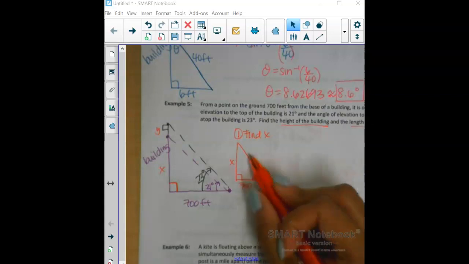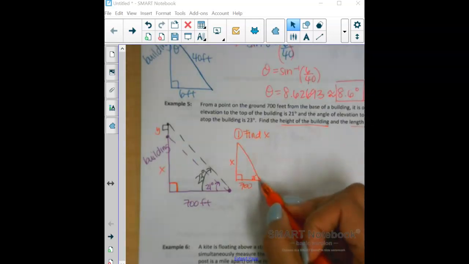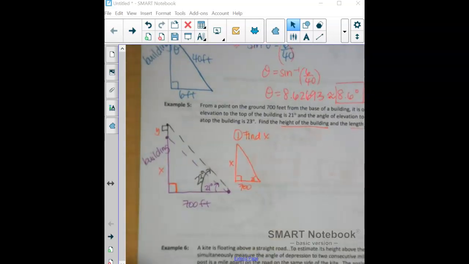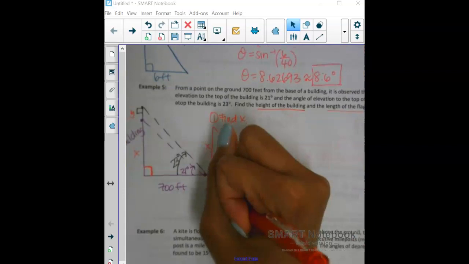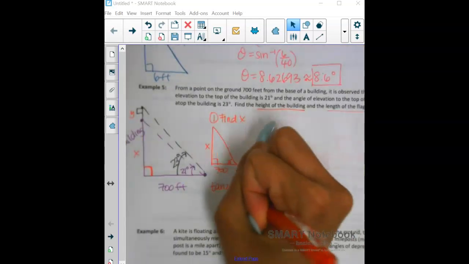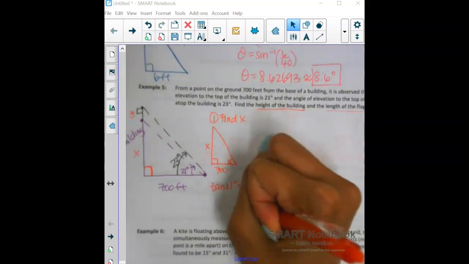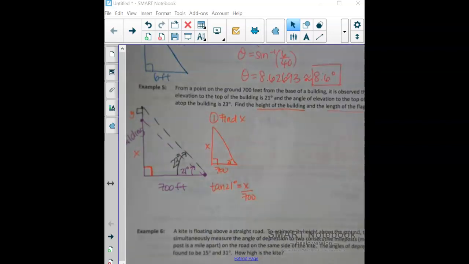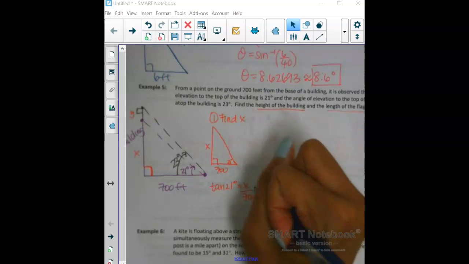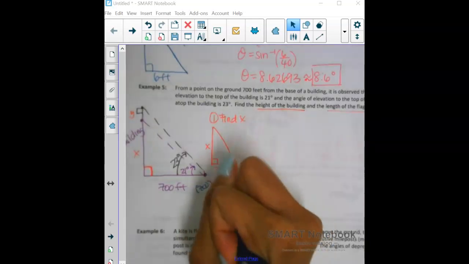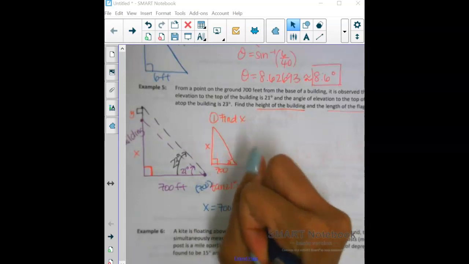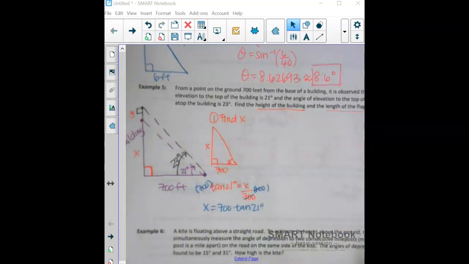So if I notice, I don't have a hypotenuse here. So let's go ahead and use, let me look back at the front page to see what trig function, let's go ahead and use tangent because tangent does not require the hypotenuse. So we're going to have tangent of 21 degrees is going to equal opposite over adjacent. I'm going to multiply both sides by 700. So X is going to equal 700 times the tangent of 21 degrees.